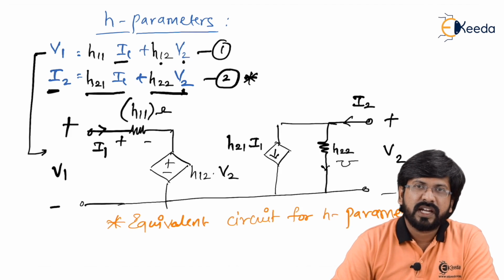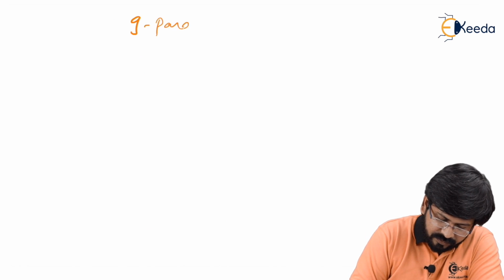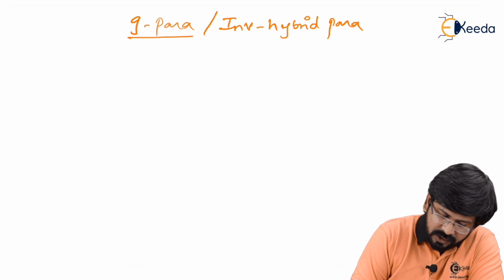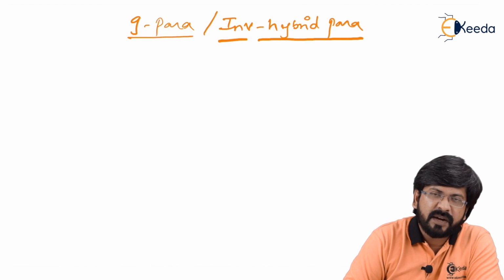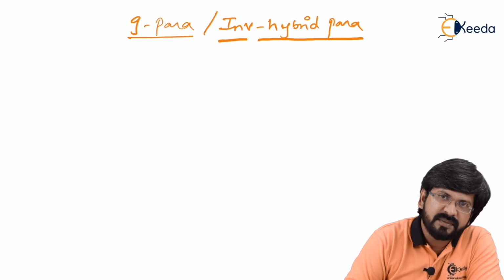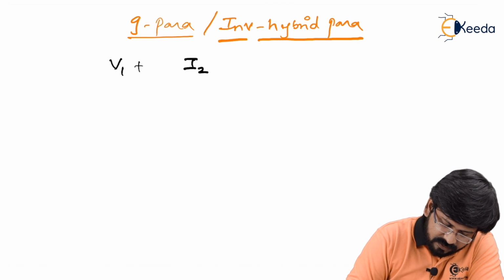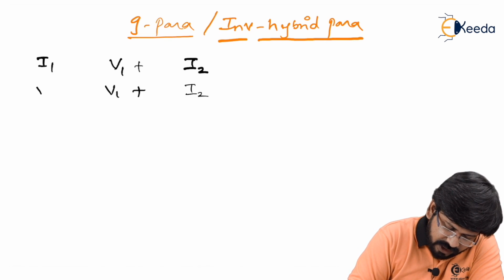Now we'll draw a diagram for inverse hybrid parameter, which are also called G parameters. In G parameter, which are also called inverse hybrid parameter, you actually reverse the process of hybrid parameter. In hybrid parameter, if you remember, port 1 voltage and port 2 current were dependent. Now it becomes exactly reverse. Now V1 and I2 come as a part of equation, and remaining I1 and V2 appear here.